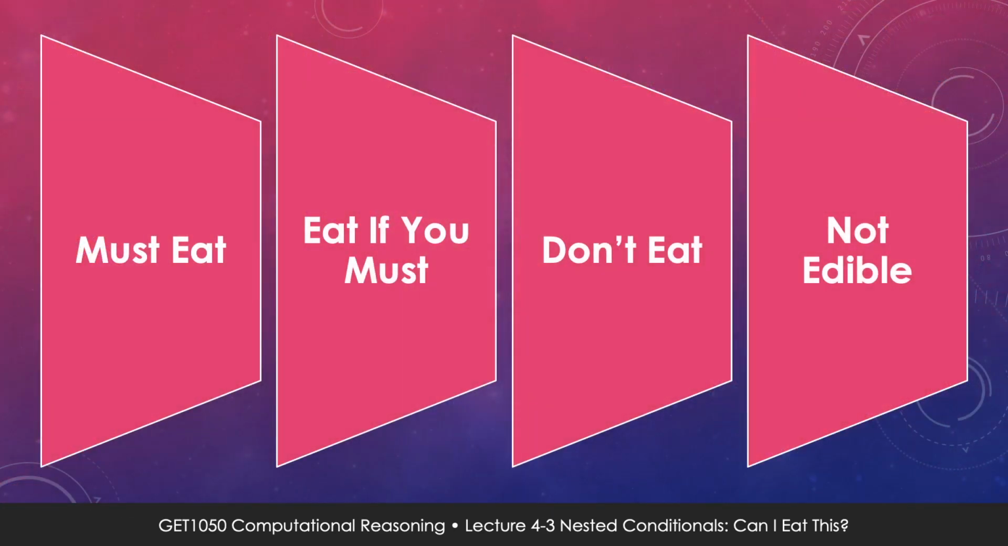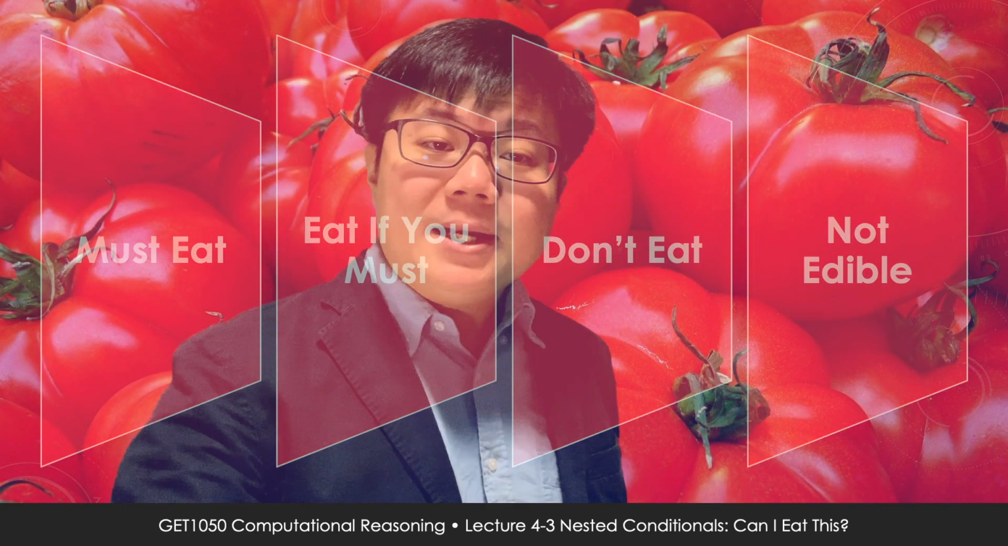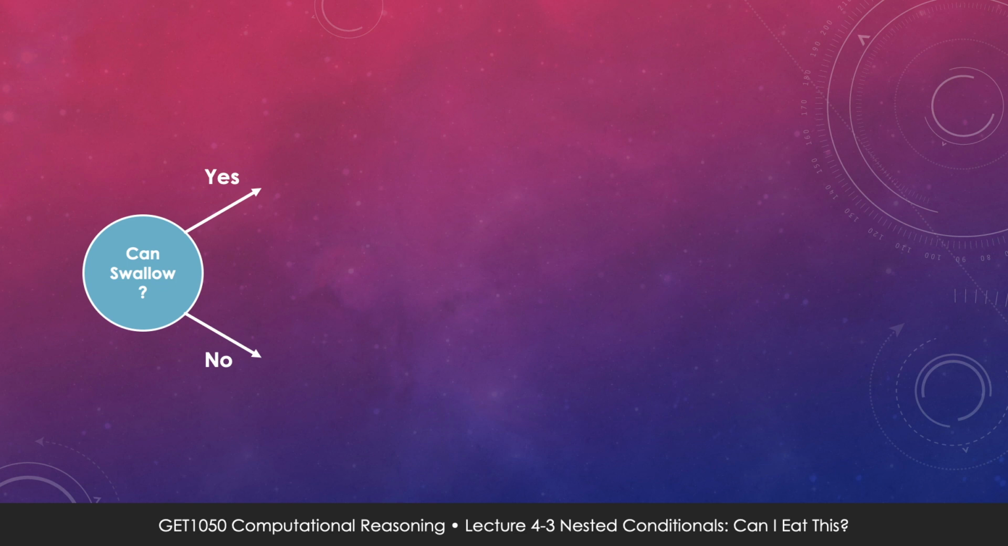So let's try to model this decision-making process, okay? Let's say there are 4 possible outcomes. Number 1, must eat. Number 2, eat if you must. Number 3, don't eat. And number 4, not edible. So let's begin. For starters, let's check if the object can be soloed. We'll use a tree diagram to help us map out the conditionals, alright? So, can I solo it?